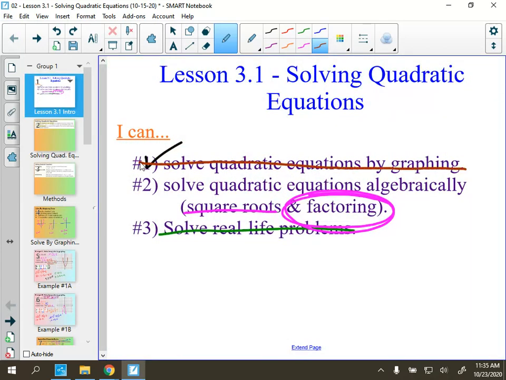We already checked it off. We've solved using square roots. We looked at factoring. Yeah, that's done. We looked at the real life solution or the situation. I want to X all that stuff off and say we're done.